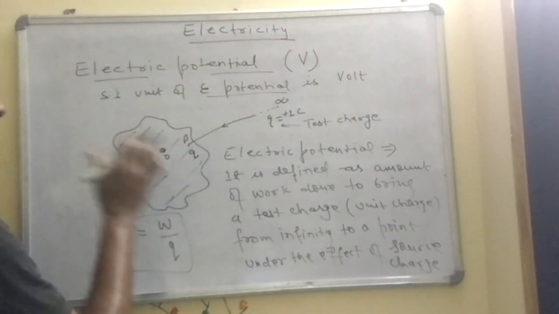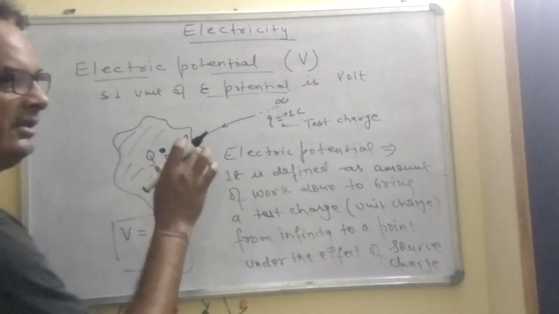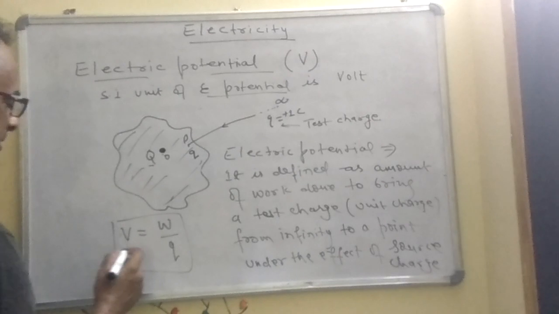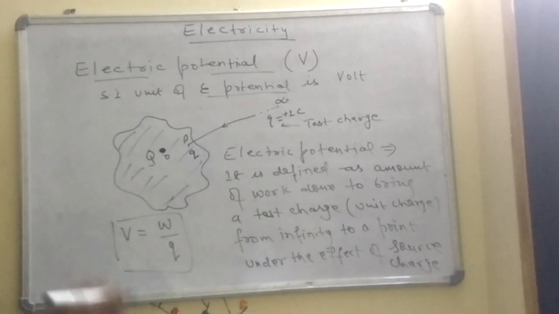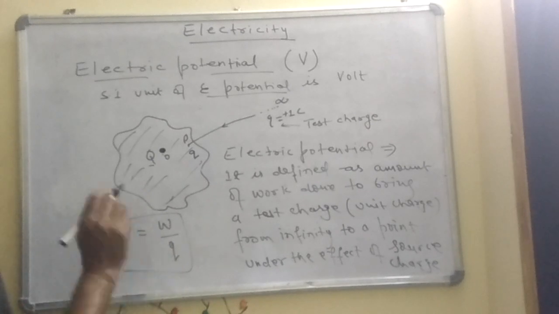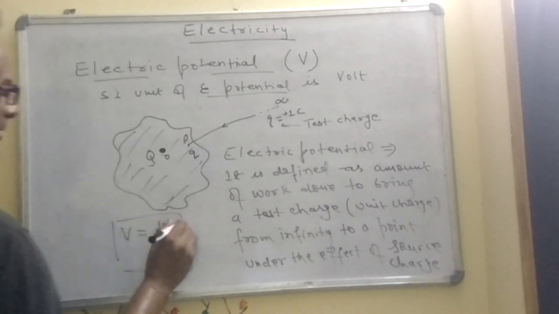So it will experience some force. Influence or effect means it will experience some force. If it is negative, it is attractive. If it is positive, it will be repulsive. So this is called electric potential. I think it is very clear that V equals W upon Q. Right. Now W means what?